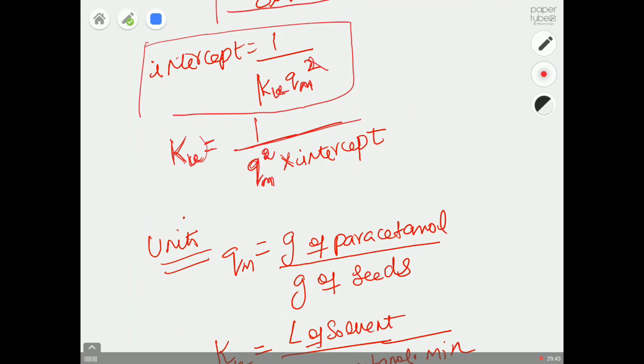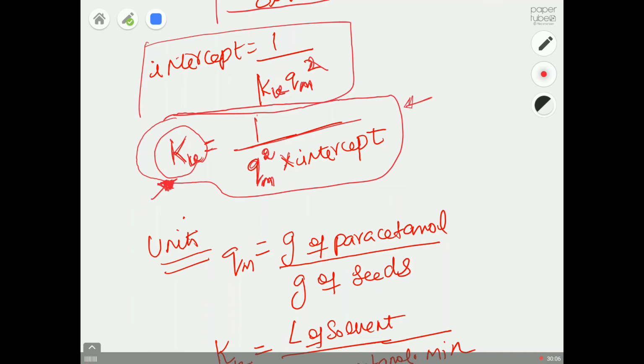So KV, that's my name, K Vasant, because I derived this. This is my own model, developed during my PhD. So KV is 1 by QM square multiplied by intercept. And this model is very accurate in modeling the crystal growth. That's why I gave it to you. It predicts with near 100% accuracy.